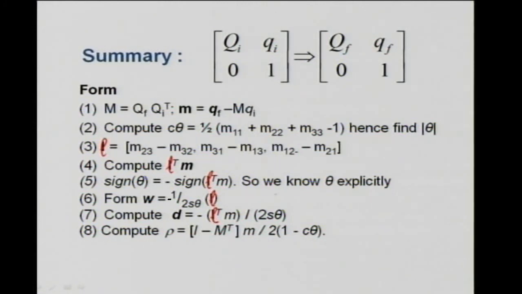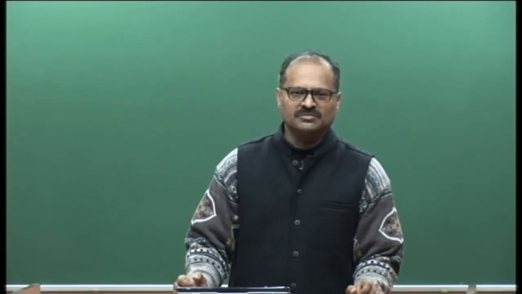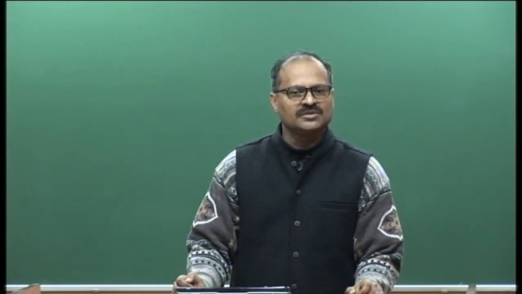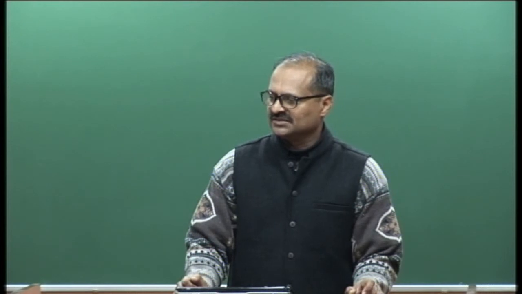So we know theta explicitly. You compute W, then from that you can find out D using this formula, and then finally find the rho, which is 1 minus m transpose m into 2 into 1 minus cosine of theta. So in the end it is fairly simple, a couple of matrix multiplications and vector matrix multiplications, and you can identify the axis and the full rotation.